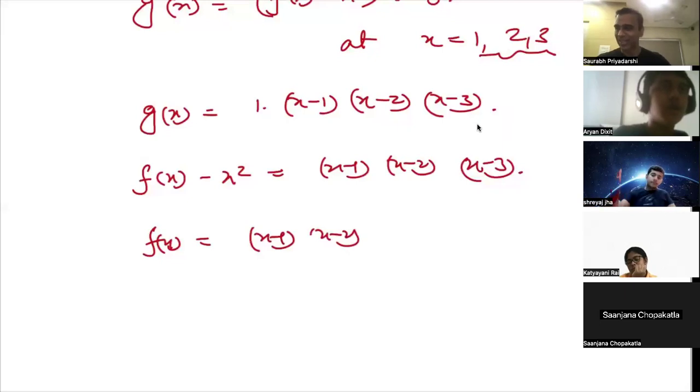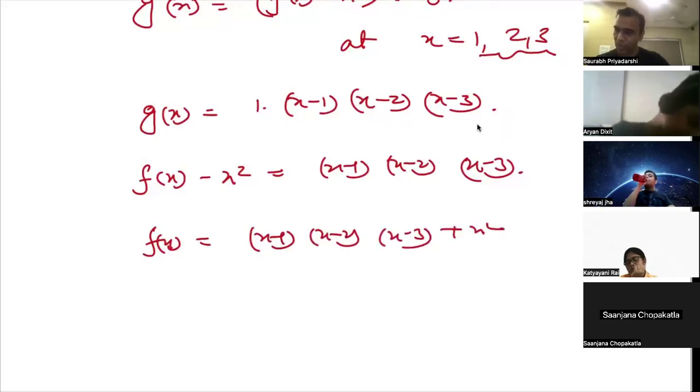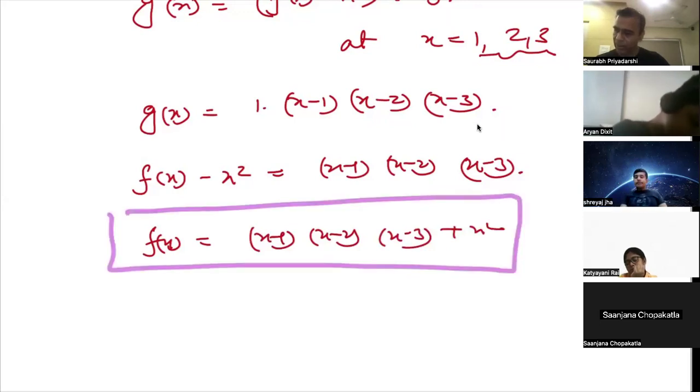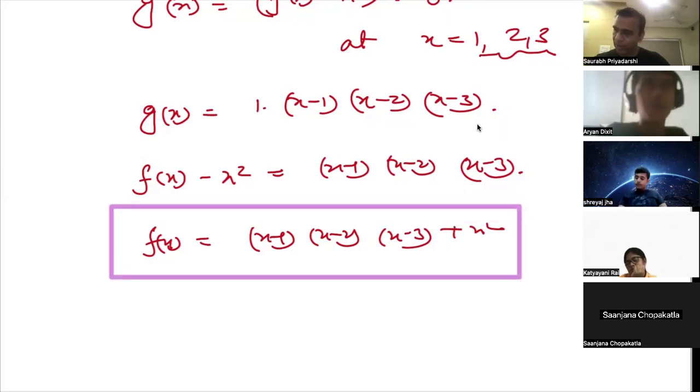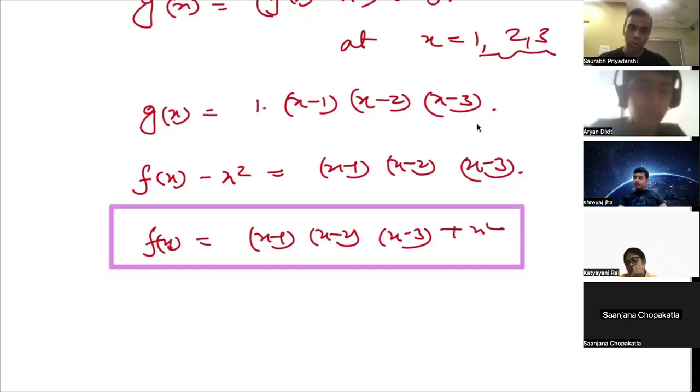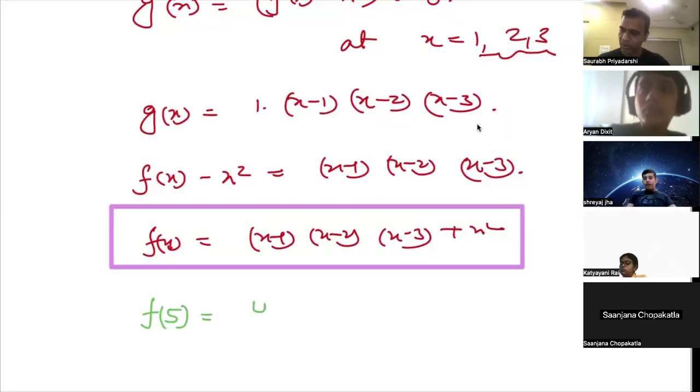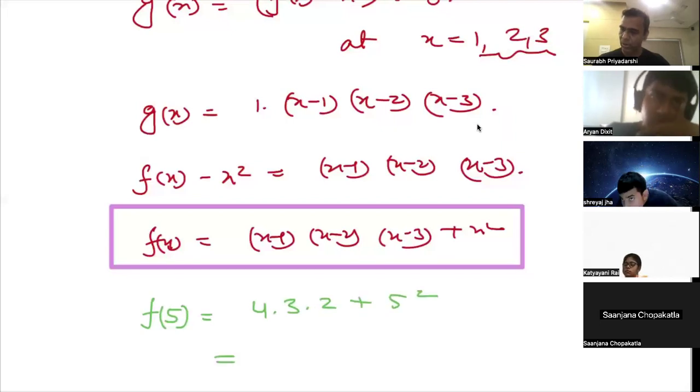See, you are able to find the polynomial from this, right? Now, if I'm able to find the polynomial, then we are able to find the values too. So now I have to find the value of what? f(5). So this will be (5 minus 1)(5 minus 2)(5 minus 3) plus 5 square. 24 plus 25 is 49.